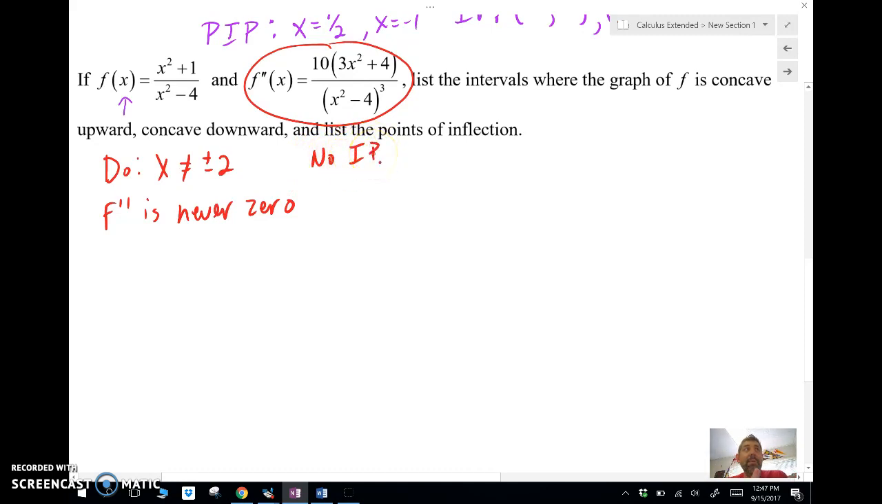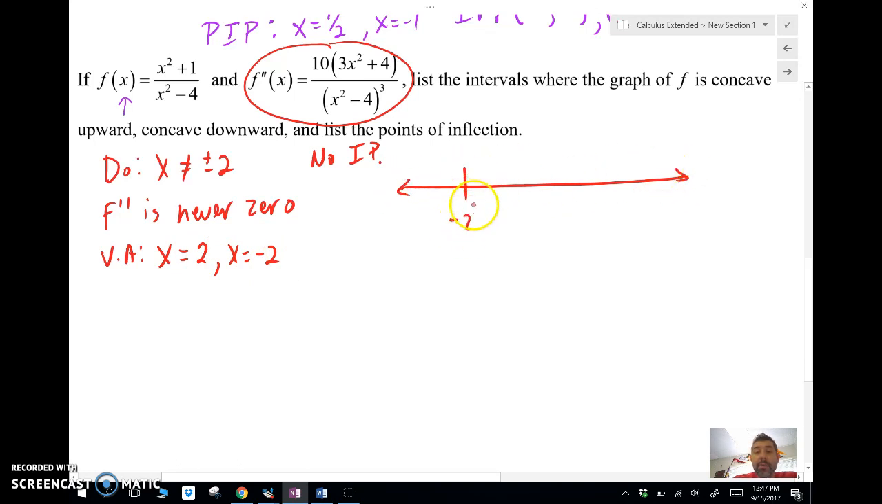But that does not mean I can't have different intervals of concavity, because I could, for instance, have something that goes like this, and then something that goes like this, right? Well, that's concave up, concave down. So I still have to check for the concavity. And the way I check for concavity is I look at the vertical asymptotes. I know that my vertical asymptotes are x equals 2 and x equals negative 2. So my number line now is going to be at those vertical asymptotes. Negative 2, which I'll put dash lines, and positive 2.